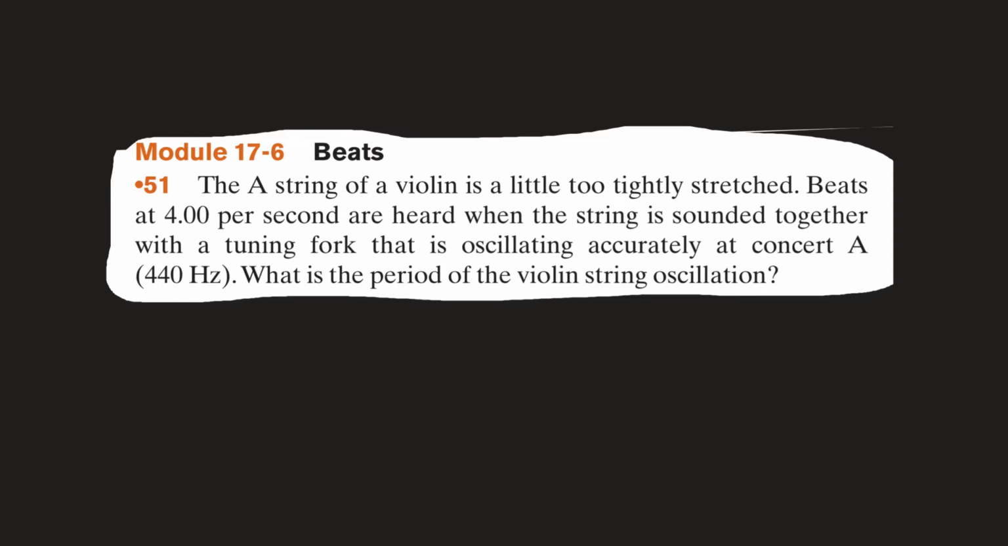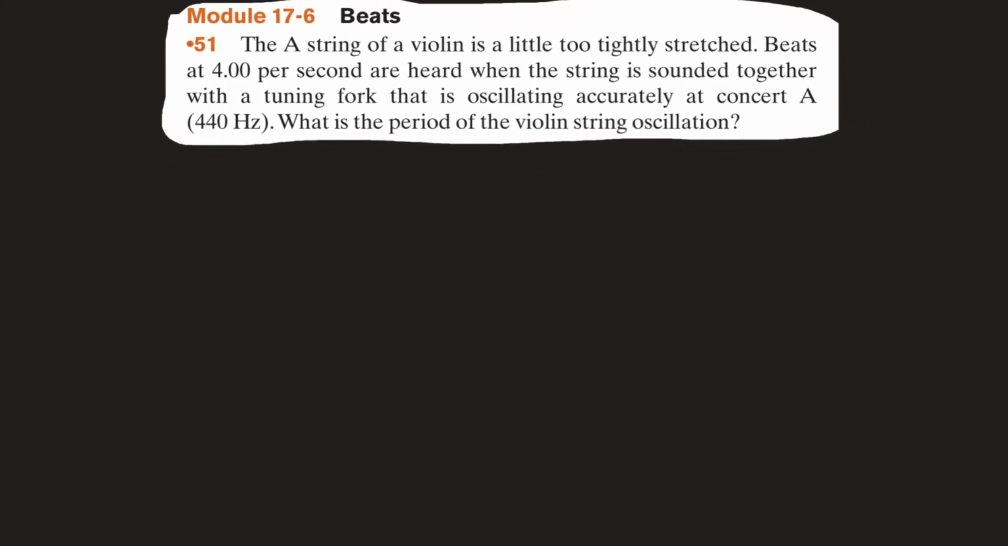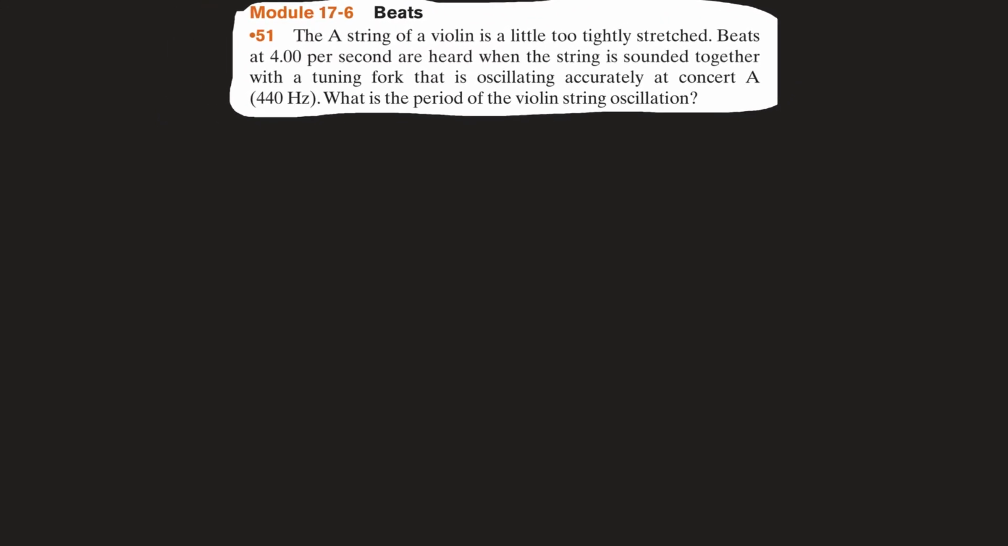And we know that beat frequency equals the difference between the frequencies of two devices. In our case, one device is the violin and another is the tuning fork. A string that is too tightly stretched has higher tension and thus a higher fundamental frequency. So we can write that the difference of frequency between the violin and the frequency of the tuning fork is equal to the beat frequency.